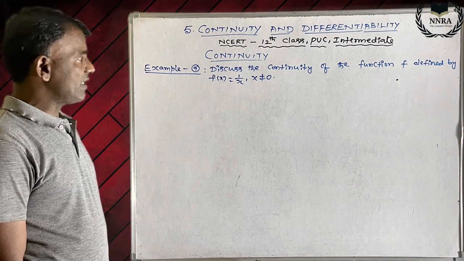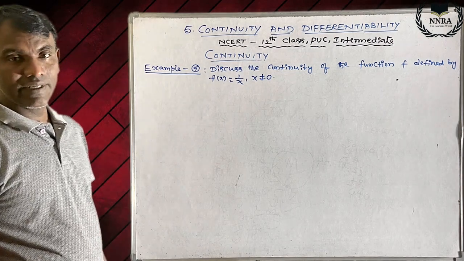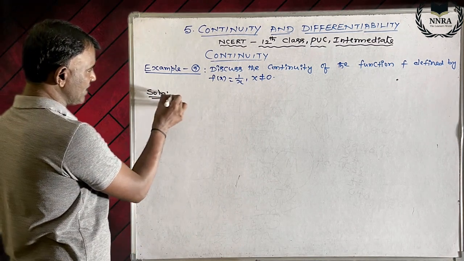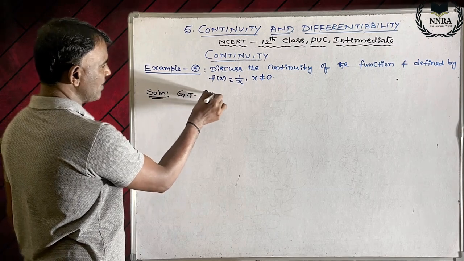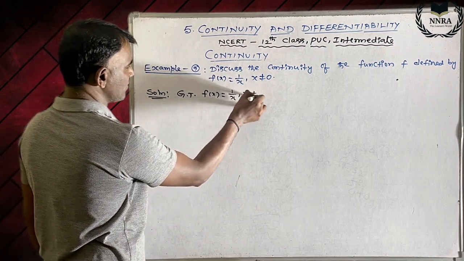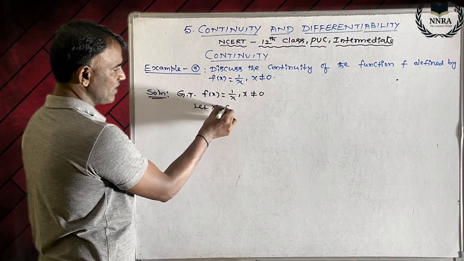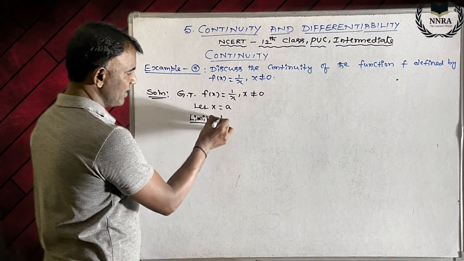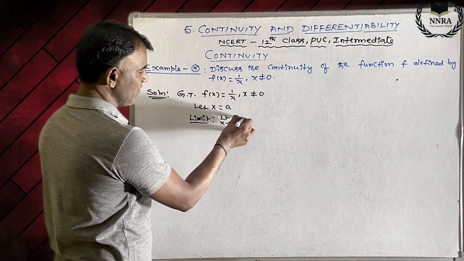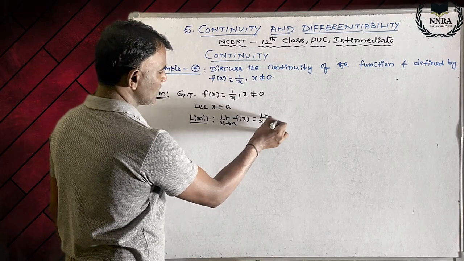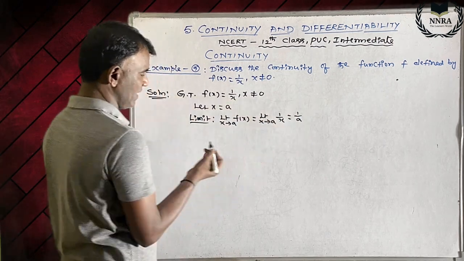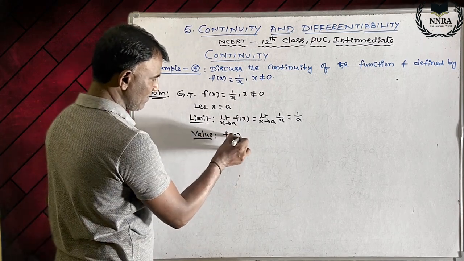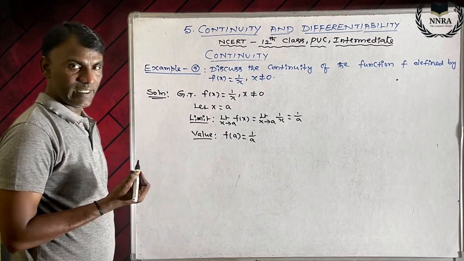Discuss the continuity of the function f defined by f of x equal to 1 by x, x not equal to 0. So x not equal to 0 means we can take any point other than 0. Okay. So given that f of x equal to 1 by x, x is not equal to 0. Let x equal to a. We just find the limit and value at this point, right? So limit as x tends to a of f of x, that is limit as x tends to a of 1 by x, that can be written as 1 by a. And coming to the second one, what is that value? f of a. Again that can be written as 1 by a.